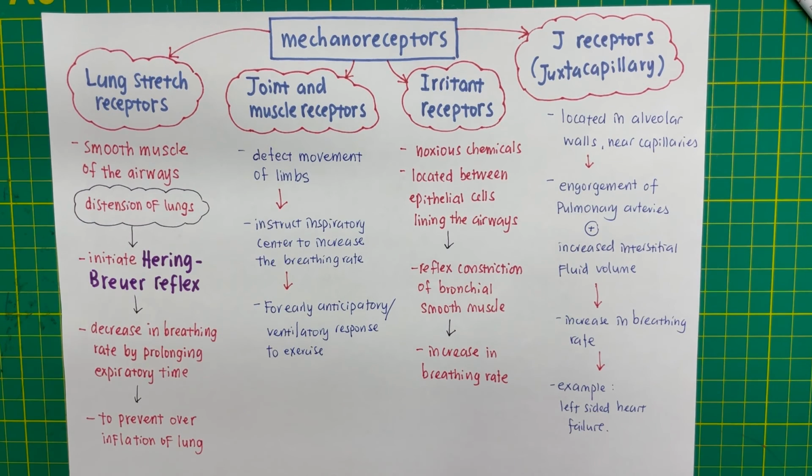Lastly, we have the J receptor, juxtacapillary receptor. It is located in the alveolar walls near the capillaries. In cases of, for example, left-sided heart failure, it will cause engorgement of pulmonary arteries and increase interstitial fluid volume. As a result, it will cause an increase in breathing rate. So what happens in left-sided heart failure? When blood backs up in the pulmonary circulation, it will stimulate the J receptor and change the breathing pattern, causing the patient to have rapid shallow breathing and also difficulty in breathing.